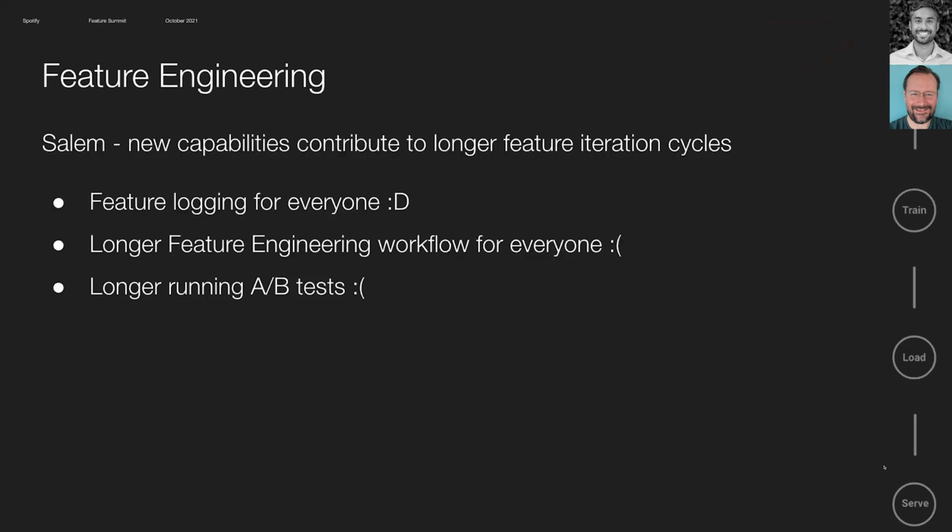So the problem is that we were moving to Salem, which meant new capabilities. Everybody was going to have feature logs, which is great. Before, teams had to actually write their own feature logging, it was expensive, so you would only do it if you really, really needed it. Now everybody was getting it and everybody was excited about these features.